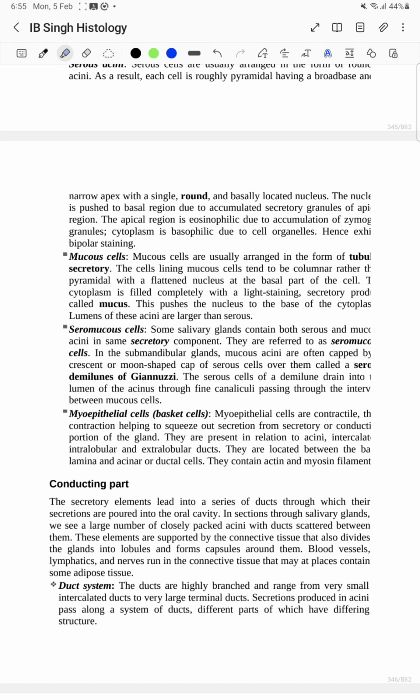Myoepithelial cells or basket cells. Myoepithelial cells are contractile. The contraction helps to squeeze out secretion from secretory or conducting portion of the gland. They are present in relation to acini, intercalated, intralobular and extralobular ducts. They are located between the basal lamina and acinar or ductal cells. They contain actin and myosin filaments.